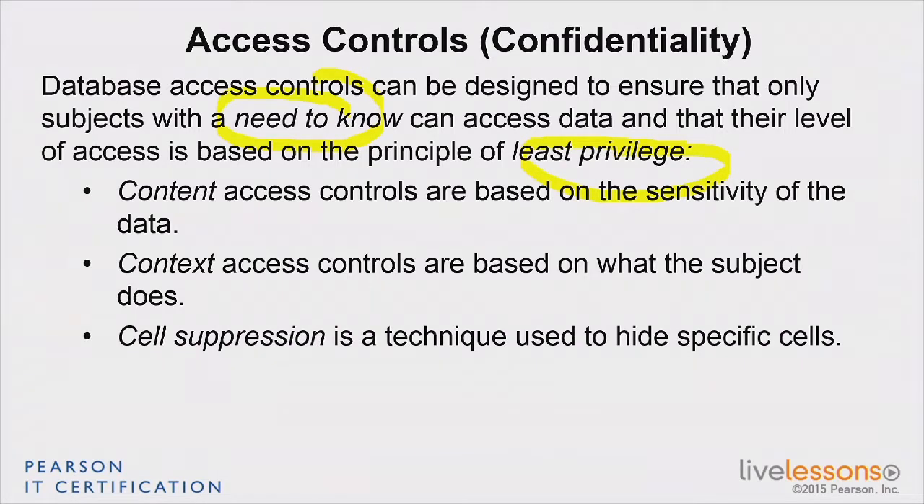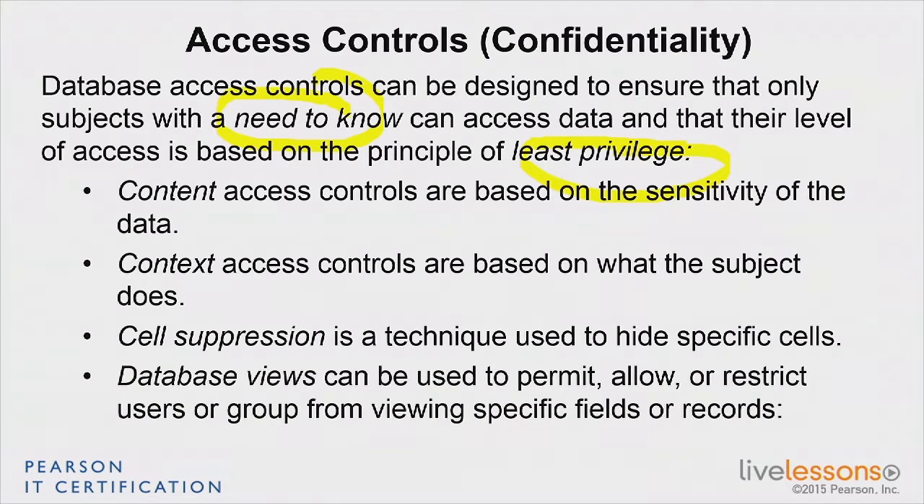Cell suppression is a technique that can be used to hide specific cells in the database. And database views are used to permit, allow, or restrict users or groups from viewing specific fields or records. So content access controls we looked at earlier, as well as context. Cell suppression is sort of unique to databases, though we might find it in a spreadsheet as well. And database views are used to permit, allow, or restrict users and groups from viewing specific fields or records. So those are access controls for confidentiality.